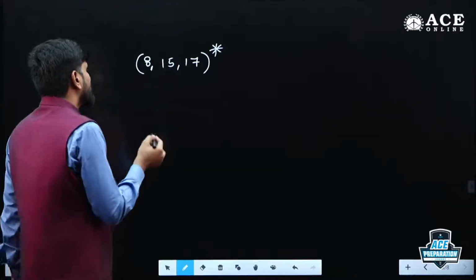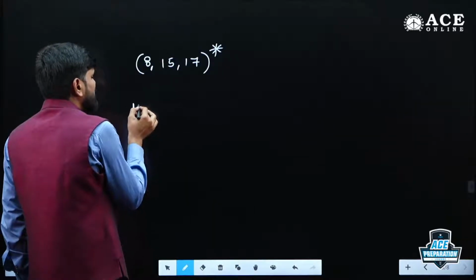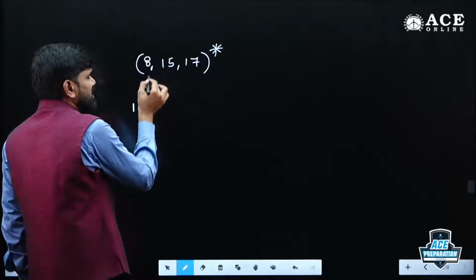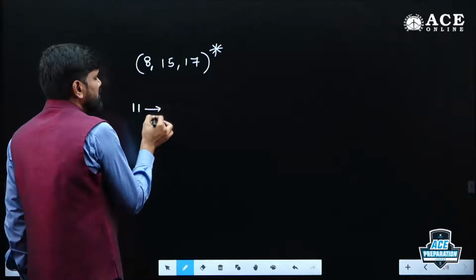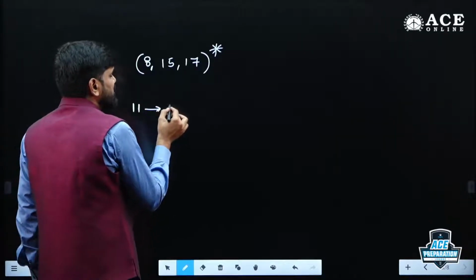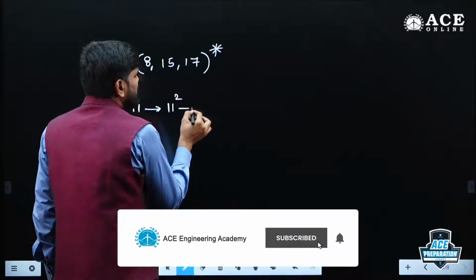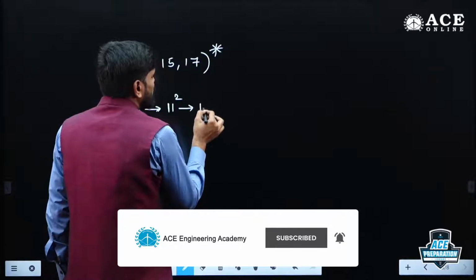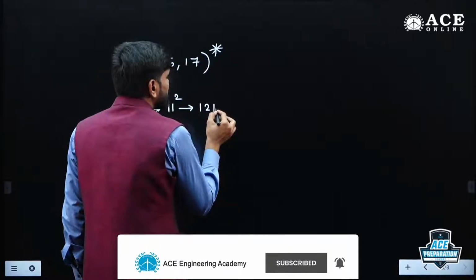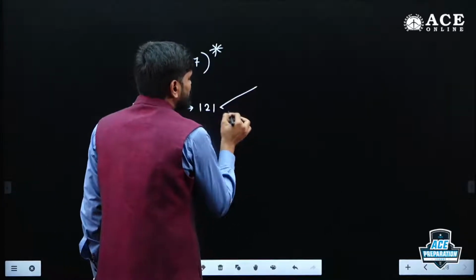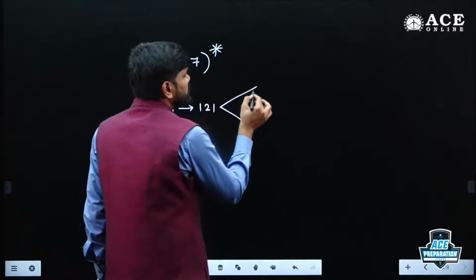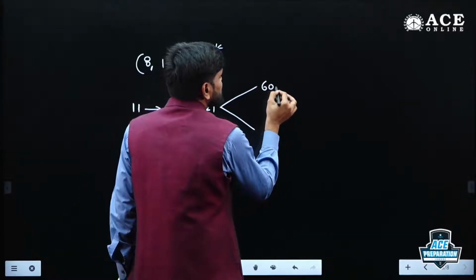Similarly, if you take next, after 7, next prime number is what? 11. In between, starting with 8, there is a Pythagorean triplet. If you take 11 into consideration to find Pythagorean triplets, you take the square of 11. Square of 11 will be what, dear? 121. Divide it into two equal parts.